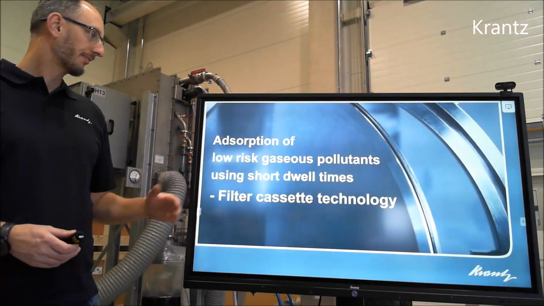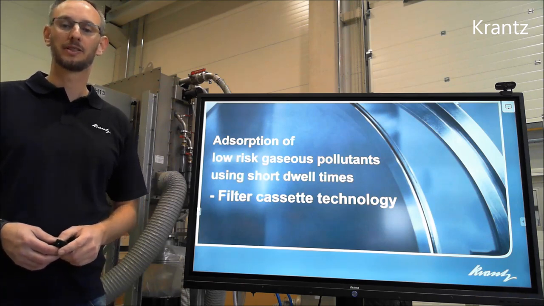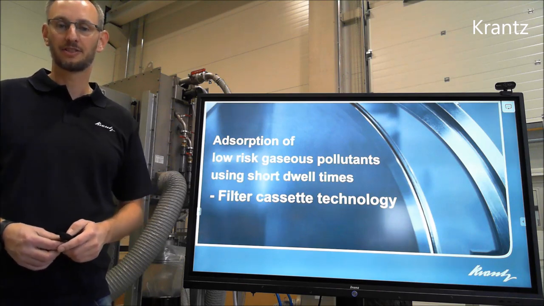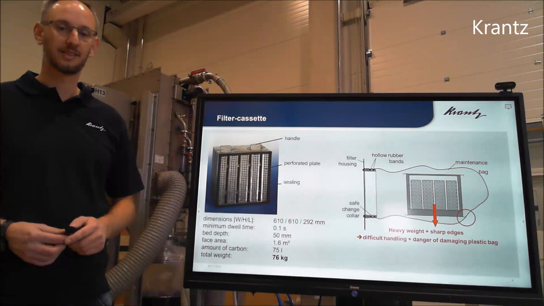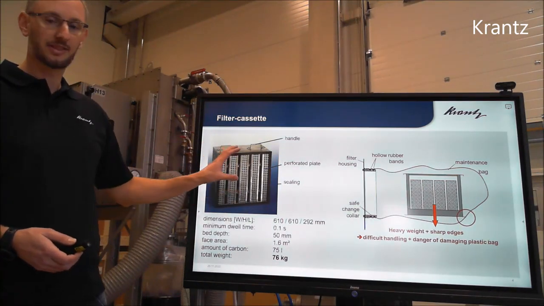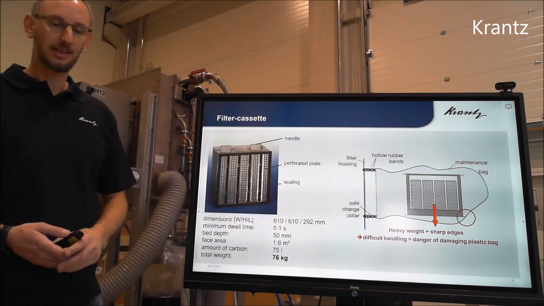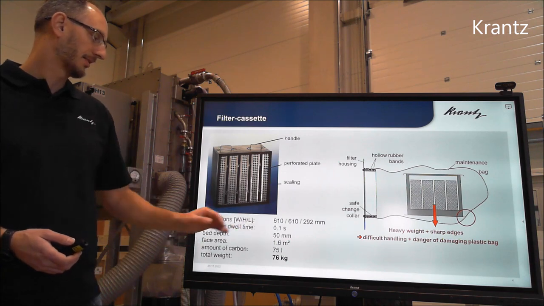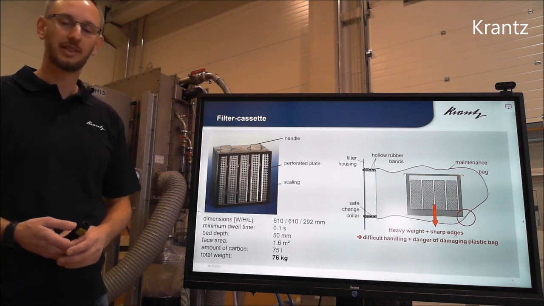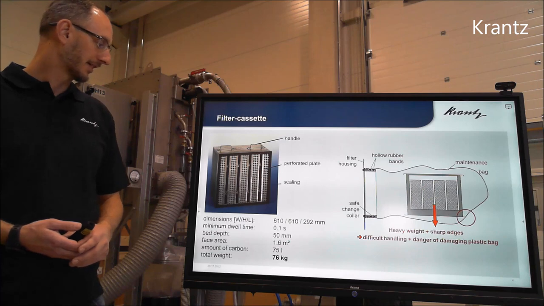If you have low risk gaseous pollutions, then you could work with a filter cassette technology. This is a long used procedure, so you have a filter cassette, which you can see here on the left hand side. A filter element which houses carbon inside. The size is standard 610 by 610 filter element size. You have a minimum dwell time of 0.1 second, which could be up to 0.5 seconds depending on the volume flow you use for this kind of filter cassette.